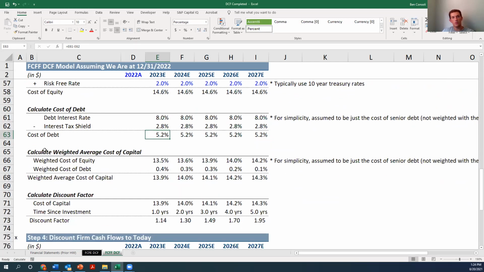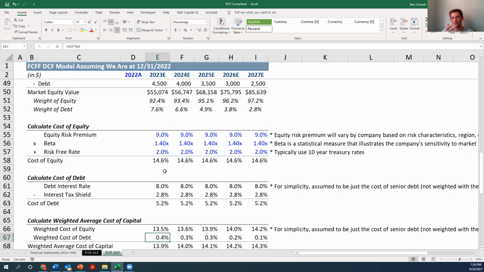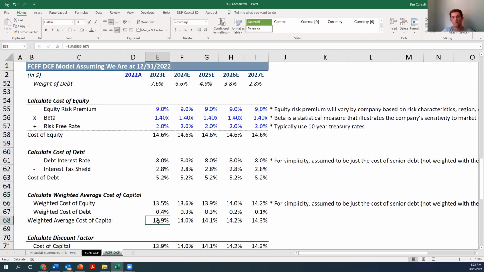From there, you have to calculate the weighted average cost of capital. So what you want to do is take the weighted cost of equity plus the weighted cost of debt, which in this case is just going to be the weight of equity multiplied by the cost of equity, which will get you to 13.5 in this circumstance. And then you want to take the weight of debt multiplied by the after interest tax shield cost of debt. So 7.6 multiplied by 5.2. And when you add these together, that'll get you to the weighted average cost of capital for the company.